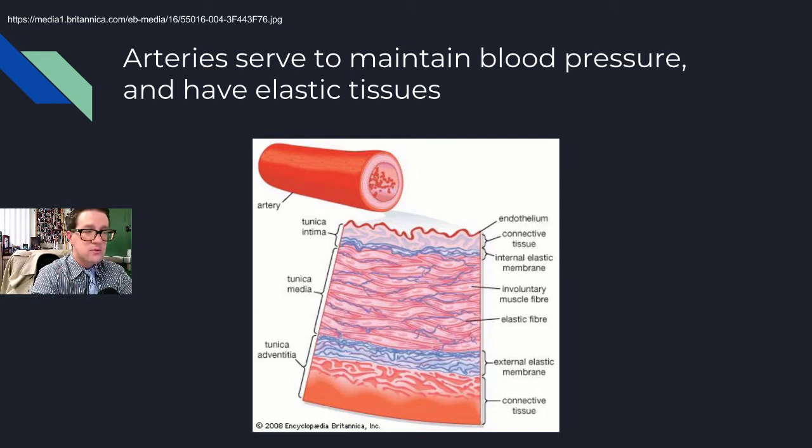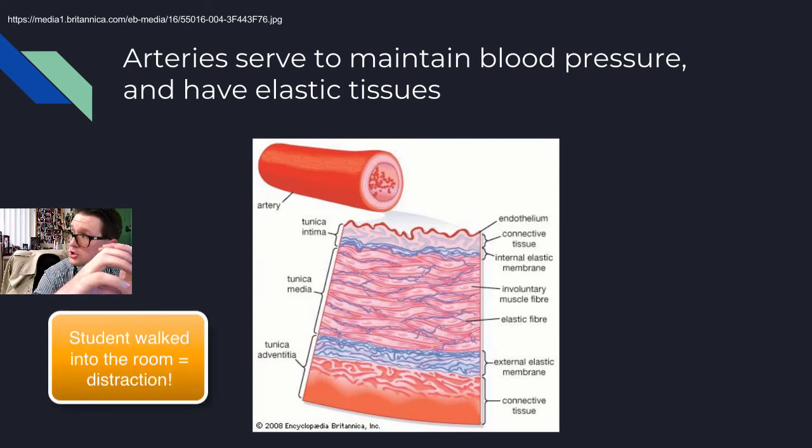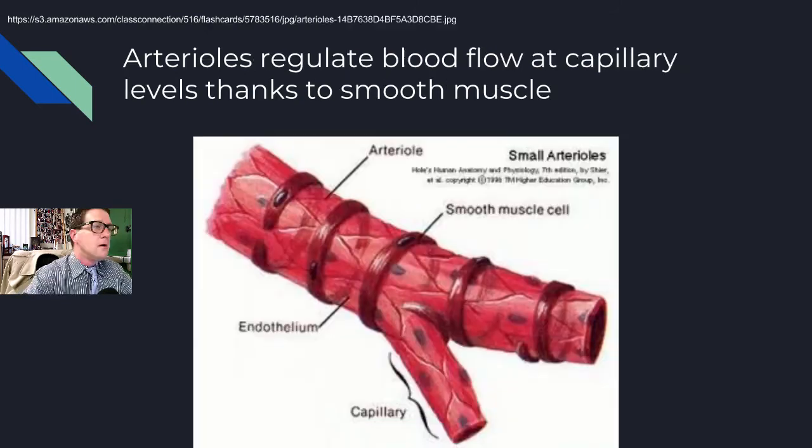What does this mean? You have a tube, an artery, blood gets squirted into it from the heart, it swells up, and then the elastic tissue brings it back down to its original shape. It's not going to be an immediate snap, but it's going to be a slow, steady push. The result of that is that we maintain blood pressure.